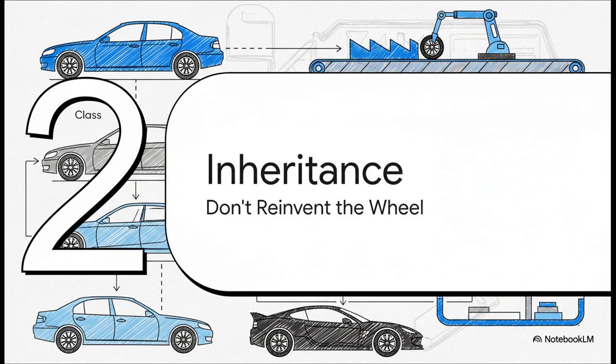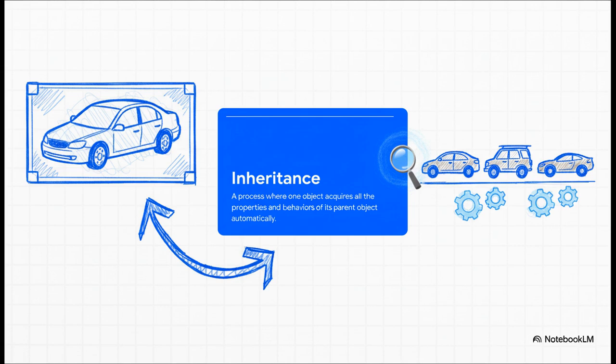Okay, let's build on that. Our next core principle is where OOP gets really smart and efficient. We're talking about inheritance, and it's all about one simple, powerful idea. Don't reinvent the wheel. So what is inheritance? It's basically this awesome trick where a new class can be based on a class that already exists. It just automatically gets, or inherits, all of the properties and behaviors from its parent. The original is the base class, and the new, more specific one is the derived class.